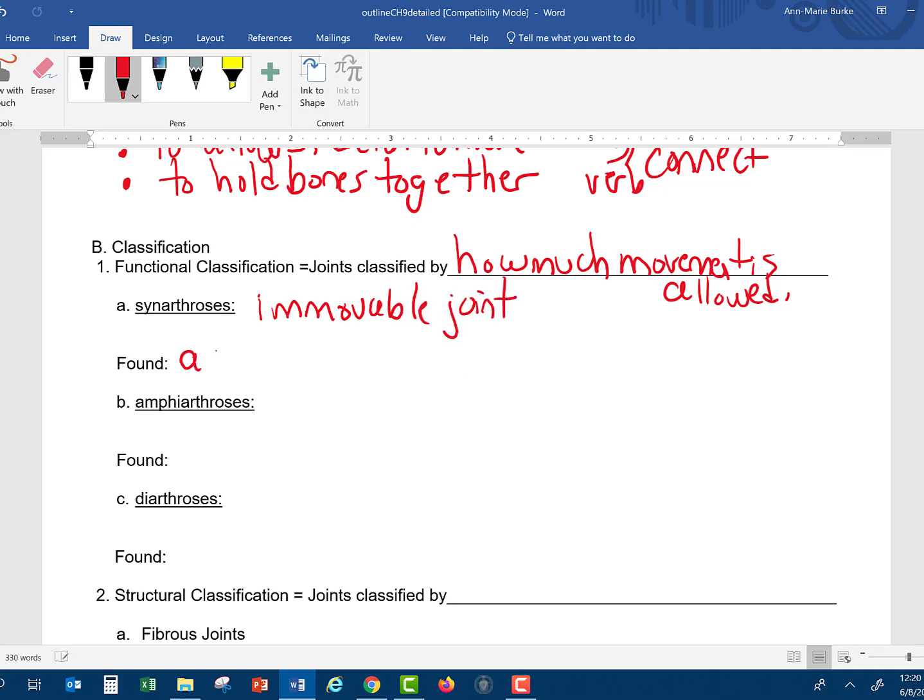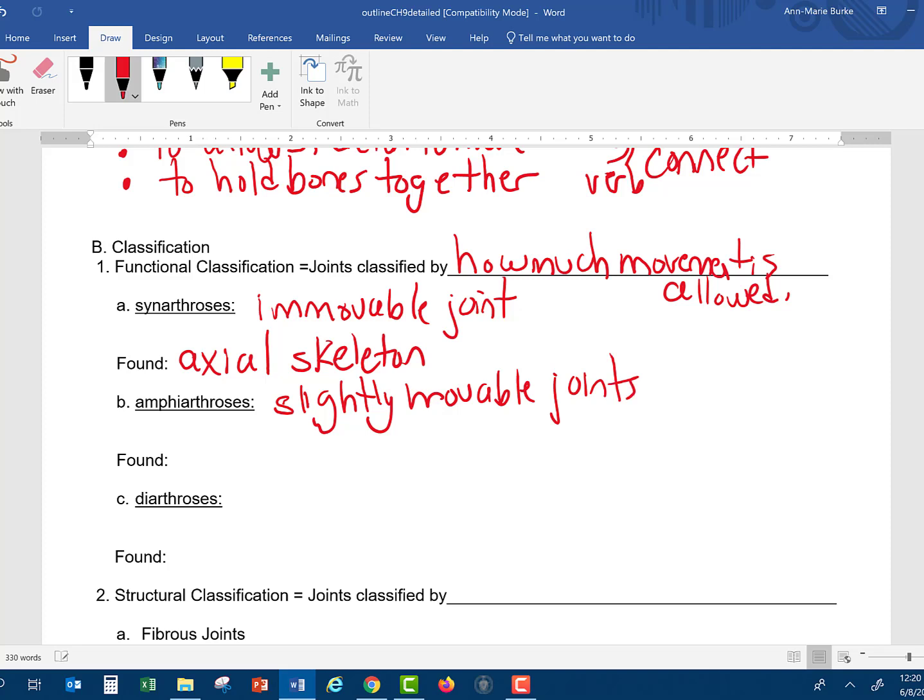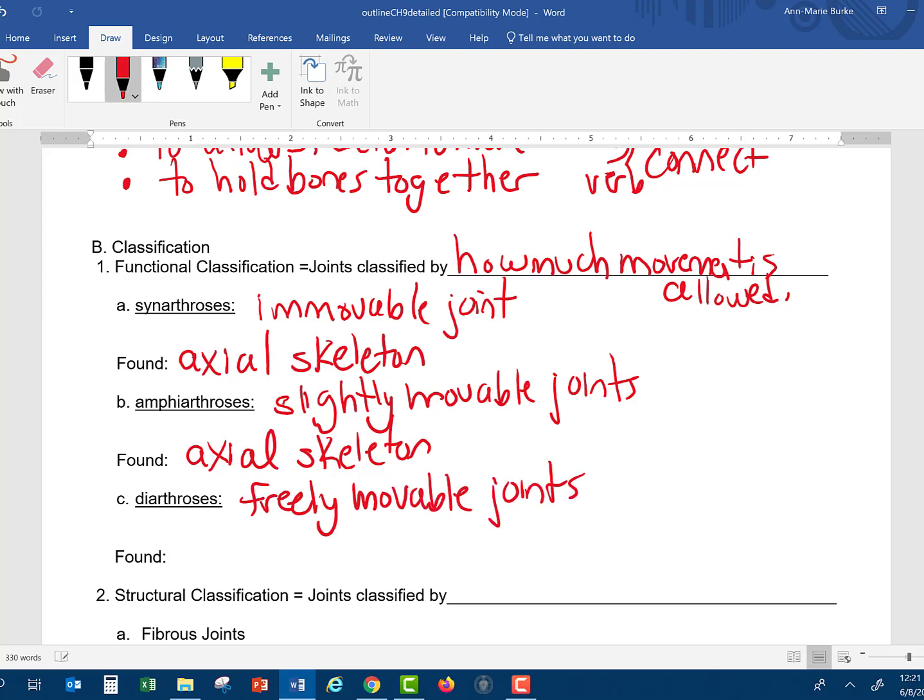And these are found in the axial skeleton, where you really don't want a lot of movement. Another category, amphiarthroses, are slightly movable joints. These are also found in the axial skeleton. And lastly, we have diarthroses. Diarthroses are freely movable joints. These are found mostly in the limbs. And remember that the limbs are part of the appendicular skeleton.